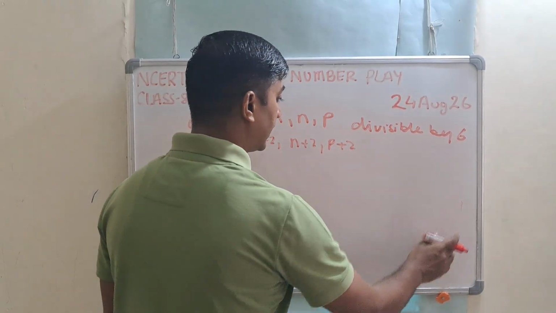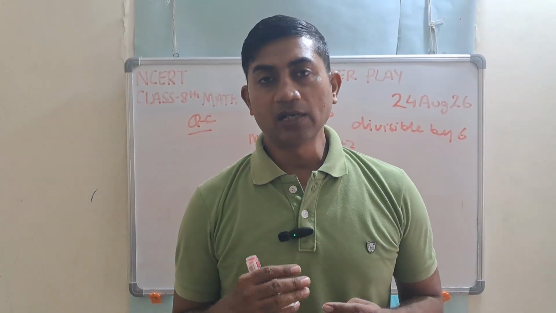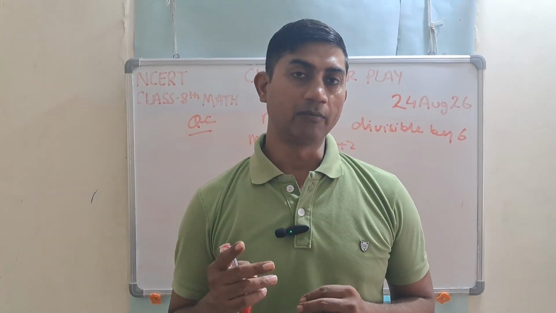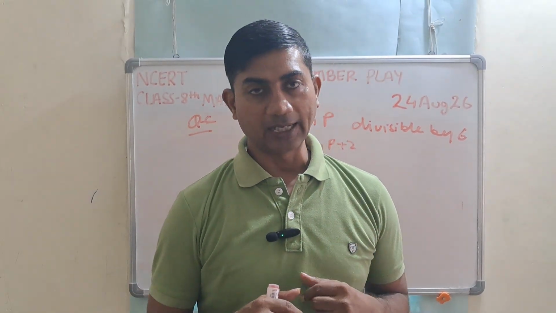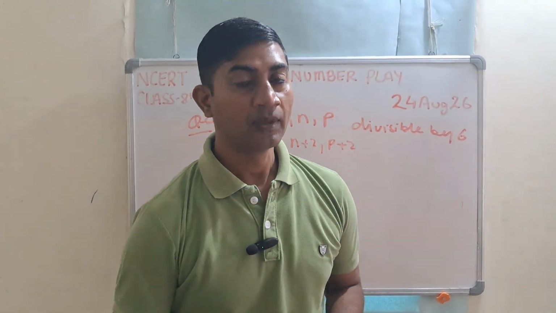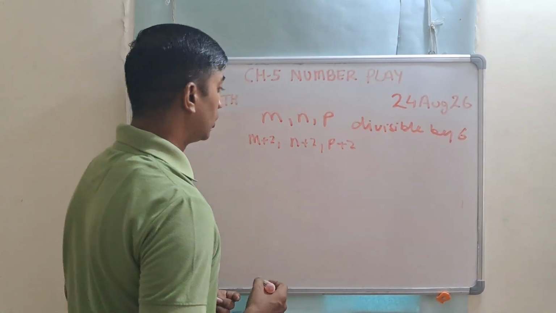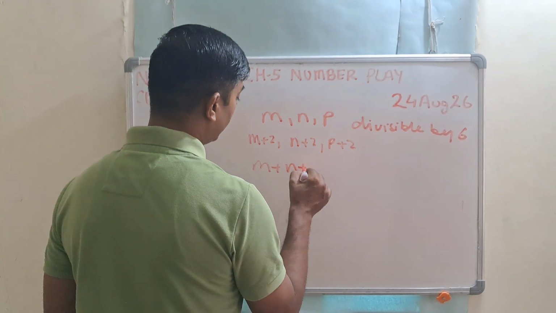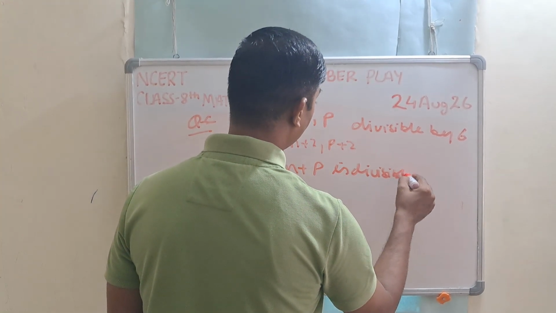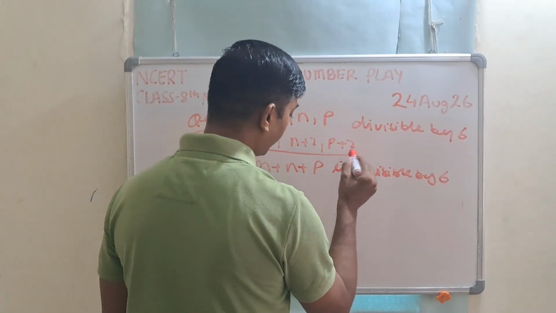Now we know that when 3 numbers, or any numbers, are divisible by a particular number, then their sum is also divisible by that particular number. In this case, when 3 numbers are divisible by 6, then their sum is also divisible by 6, and their subtraction is also divisible by 6. So M plus N plus P is divisible by 6. Understood?